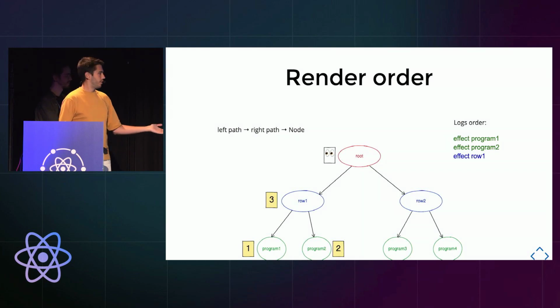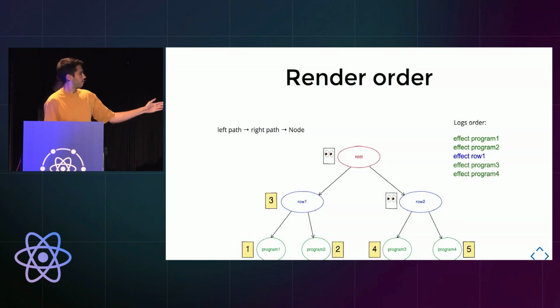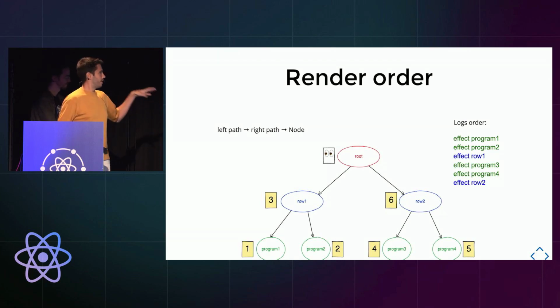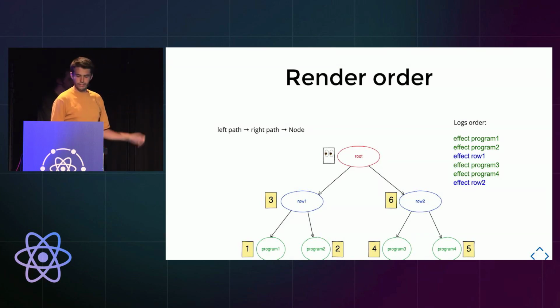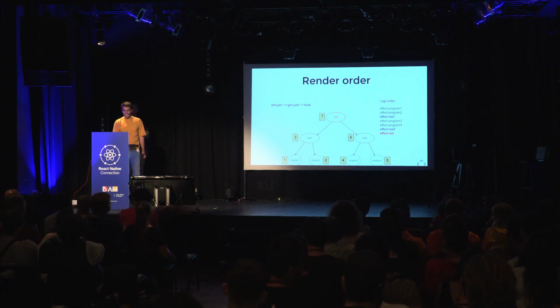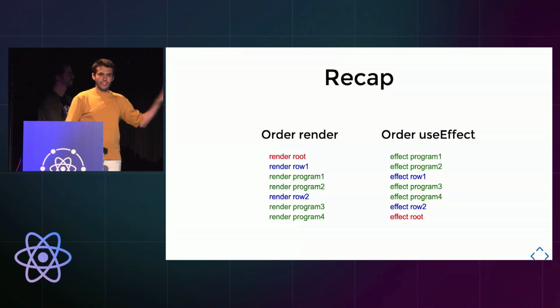And then you continue this algorithm, you go to the right path from root, same order pretty much, 4, 5, 6, and then for root, when every child has been dealt with, you can log the effect of root. How many of you knew this behavior in React? Good. I didn't. So just to recap, those are the orders for render and useEffect.